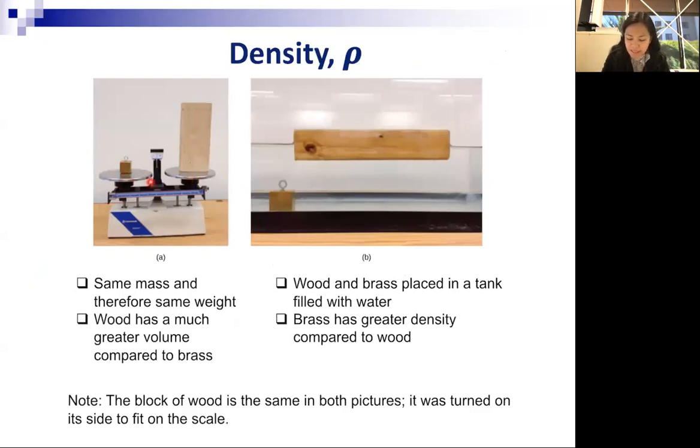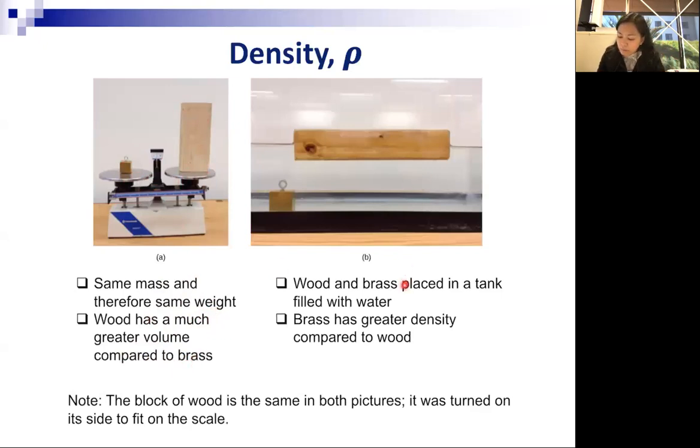So the weighing scale is balanced, showing that the brass and the wood have the same mass, and therefore they have the same weight, because weight is just mass times gravitational acceleration. But you can see that the wood has a greater volume compared to the brass, because the wood is bigger. So they have the same masses but different volumes.